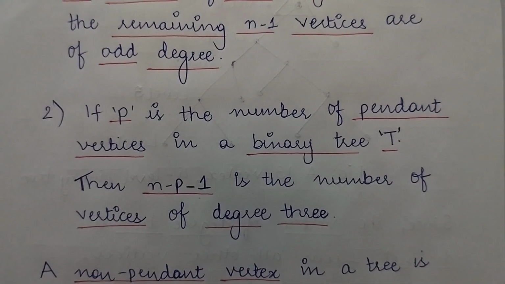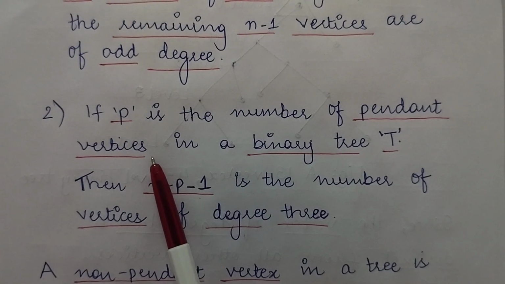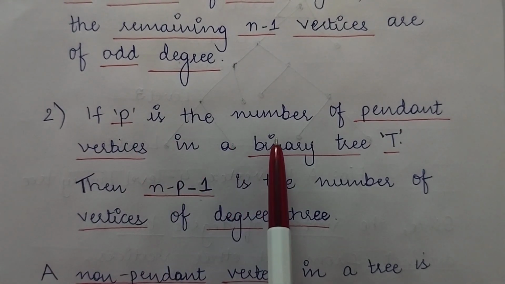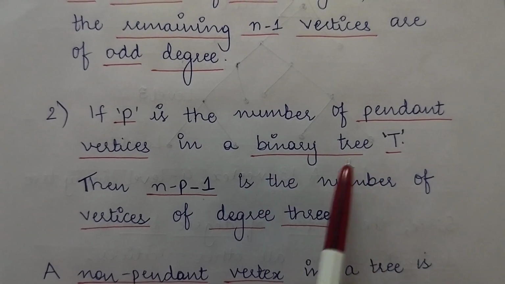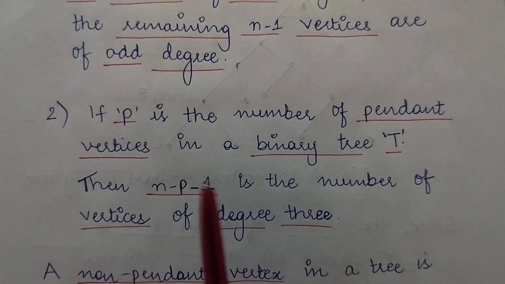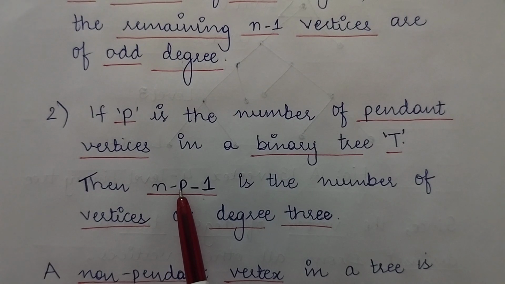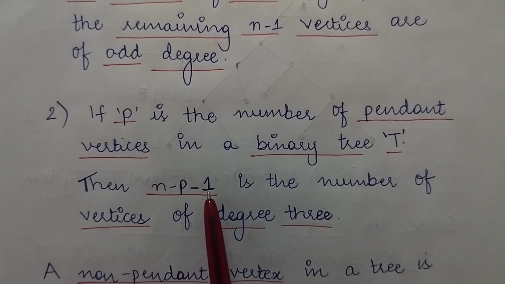The second property of a binary tree says that if p is the number of pendant vertices, the pendant vertices meaning those vertices which have degree 1, in a binary tree T, then n minus p minus 1 is the number of vertices of degree 3. That means if n denotes the total number of vertices and p denotes the pendant vertices, then the total number of vertices of degree 3 will be n minus p minus 1, right?